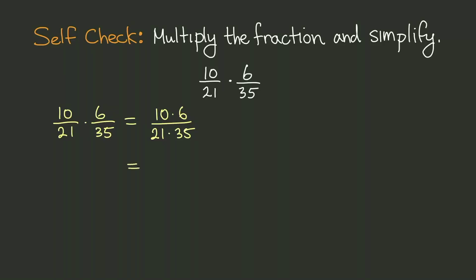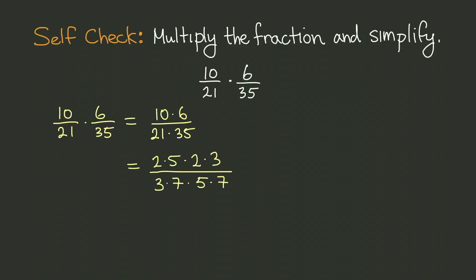Okay, so now let's start simplifying. So what we need to do is continue to factor. Remember that I didn't multiply out the 10 times the 6 or the 21 times the 35, because then I would have just immediately had to refactor. So 10 is 2 times 5, and 6 is 2 times 3. Then in the denominator, we have 21, which is 3 times 7, and 35, which is 5 times 7.